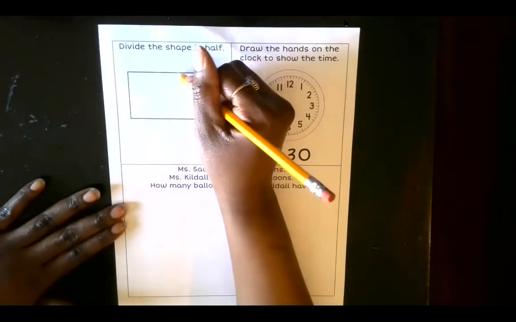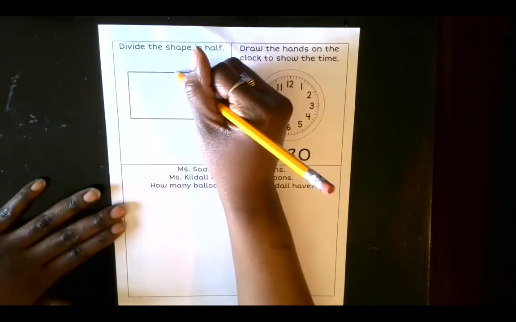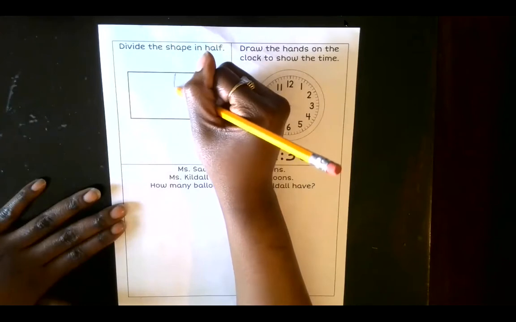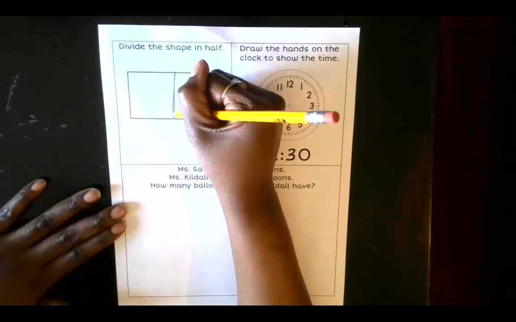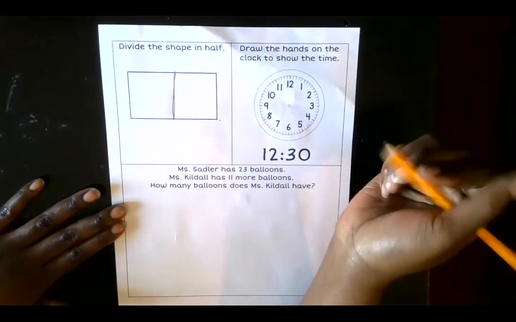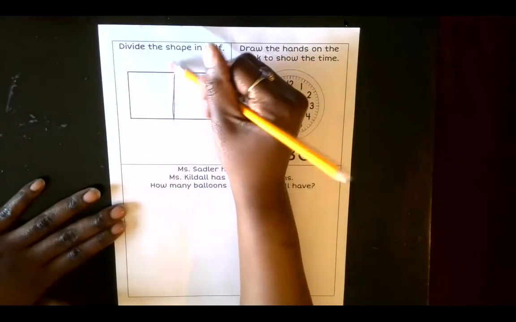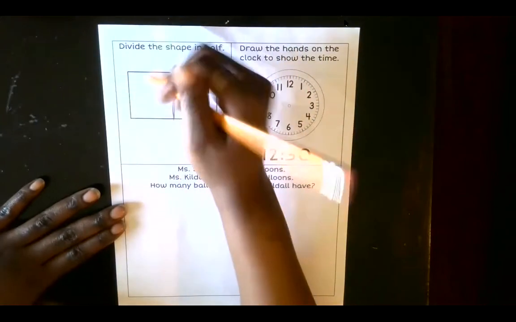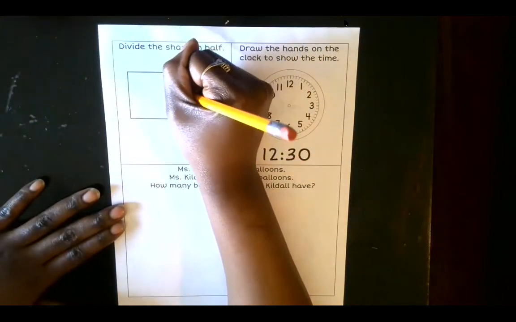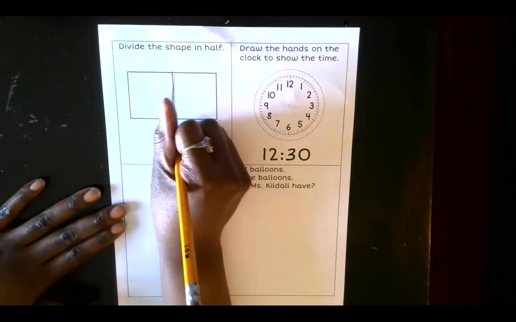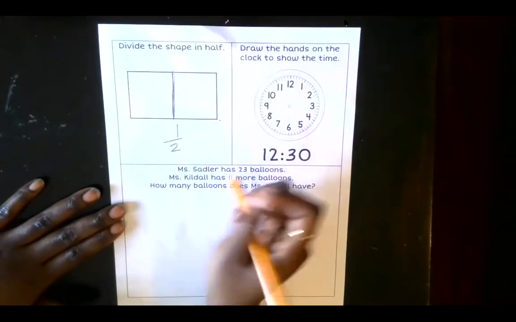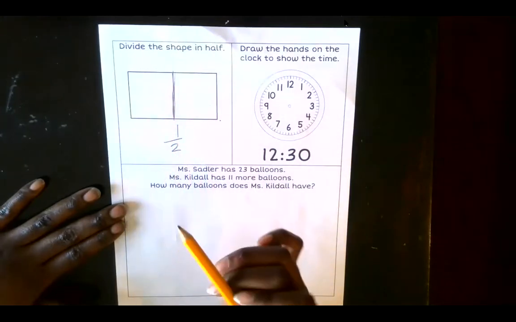So I'm going to take my line and divide my rectangle in half. And it looks like it gives me 2 squares. There we go. I just divided the shape in half. And if you have a straight edge, something to help you draw your lines nice and neat, you should do that. So divide the shape in half. We did that. 1 half. The shape is divided into halves. Okay?